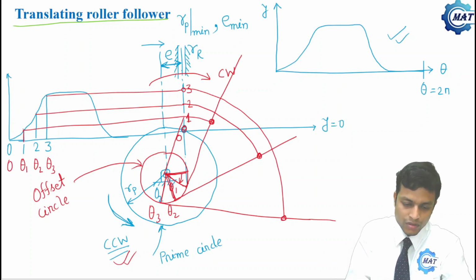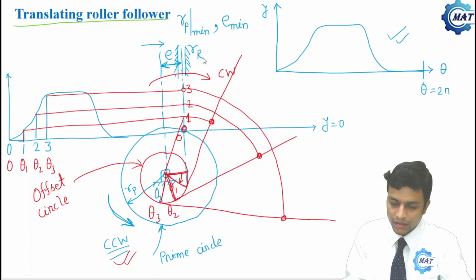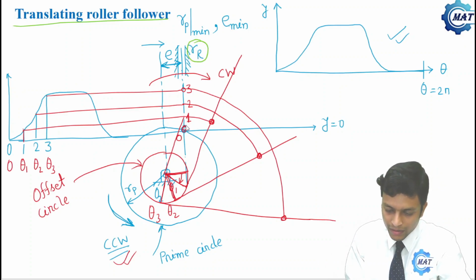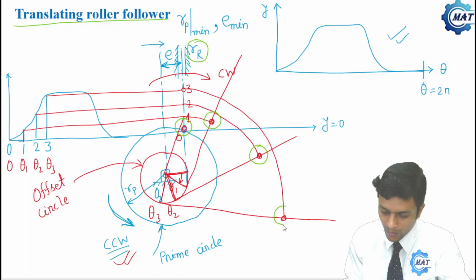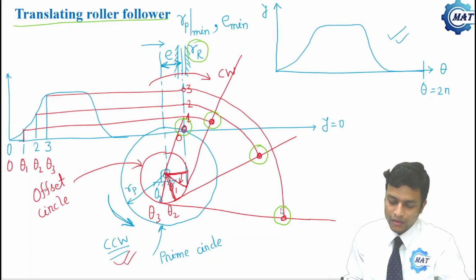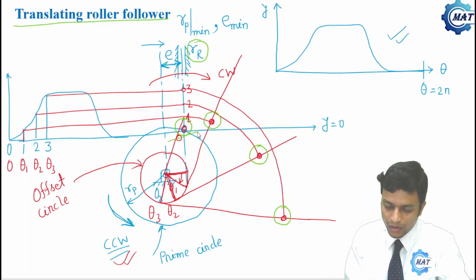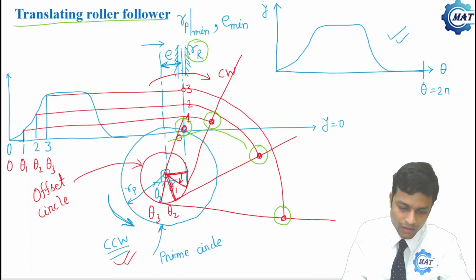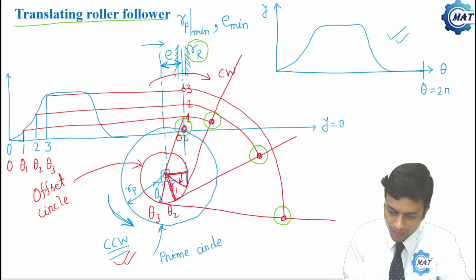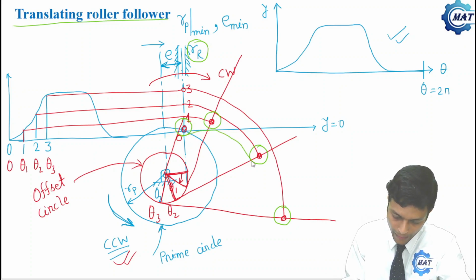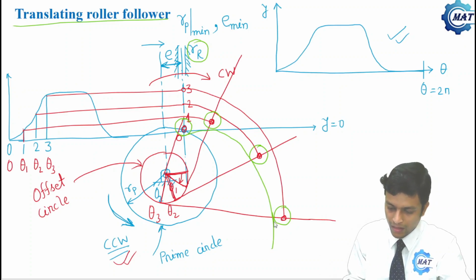So now let us draw the rollers. As R_R, that is the roller radius, is given, and we have got the location of the centers, we can draw the rollers here. Now for the roller follower, the cam profile is the envelope to the family of these circles, the circles which show the rollers, that is this circle. So this is the cam profile.